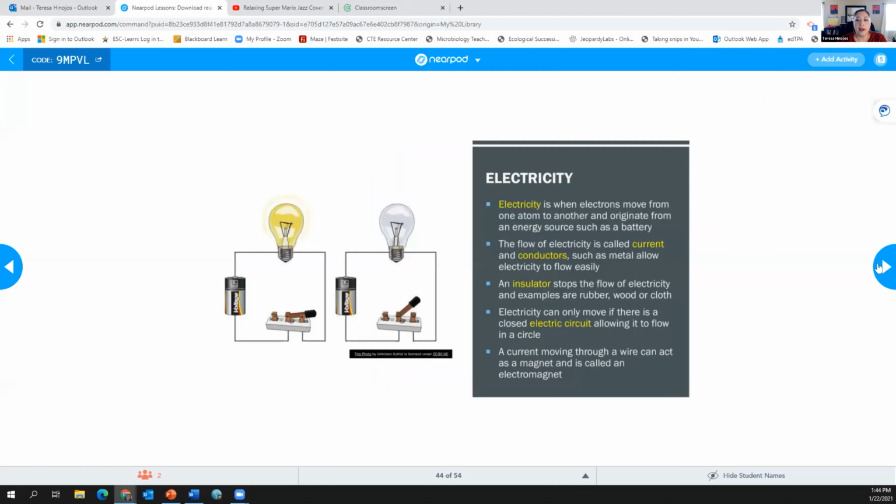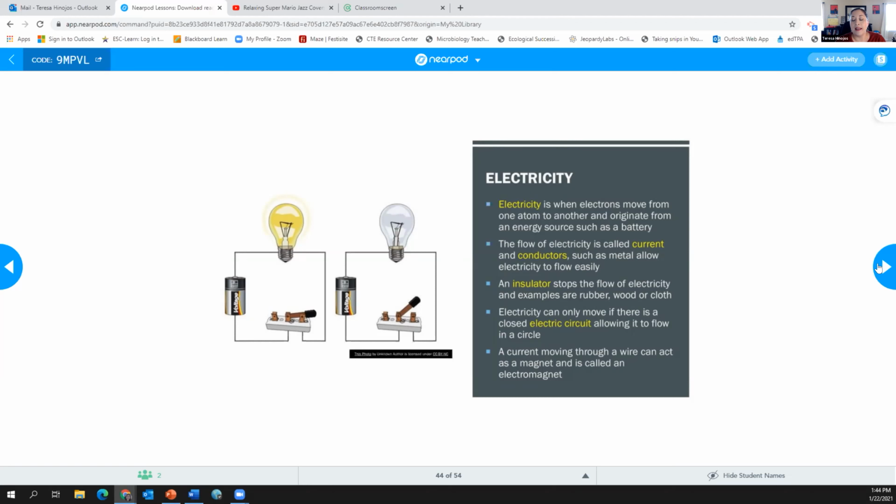All right, so next thing we have is electricity. And so electricity is related to that energy, okay? So electricity is just electrons moving from one atom to another. And electricity has to start with an energy source. So I can't just get a light bulb and put some wires together and the light bulb's going to light up. So there has to be some sort of energy source that's going to provide that electricity to move.